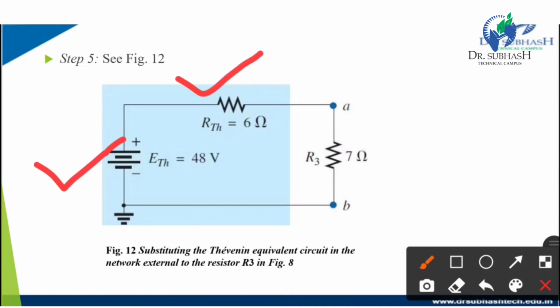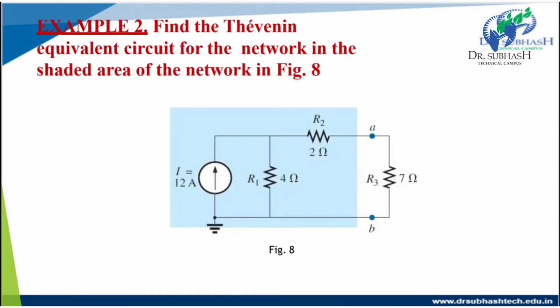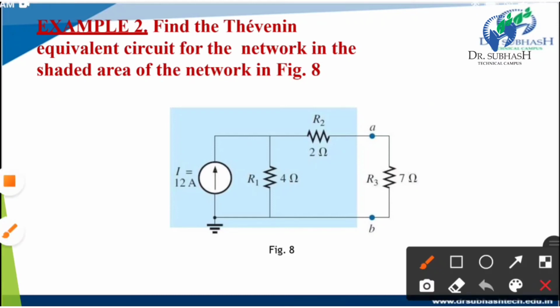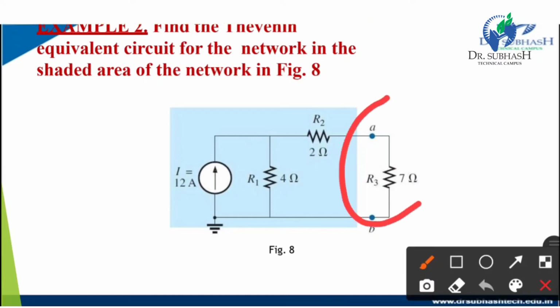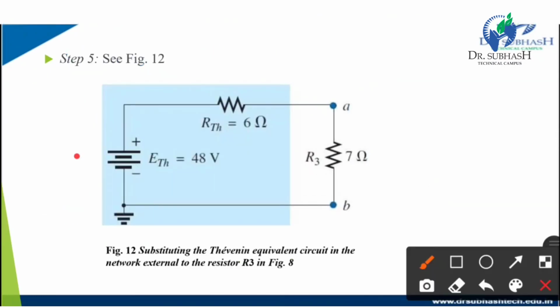And now we move to our question. What did the question ask? Find the Thevenin equivalent circuit for the network in the shaded area. Yes, we completed that portion. Now, we removed the 7 ohm, so we put it back again in the equivalent circuit. So here ETH, RTH and R3 are put again, substituting the Thevenin equivalent circuit in the network external to resistor R3.